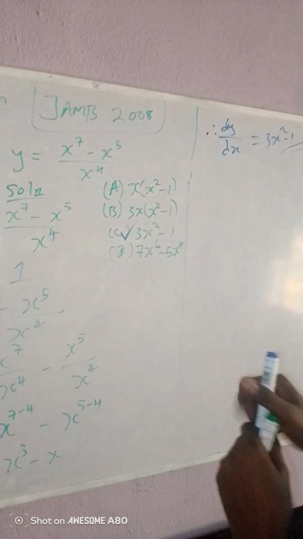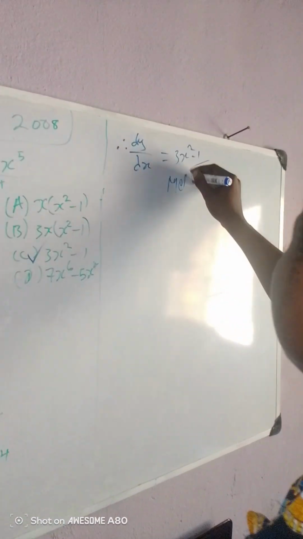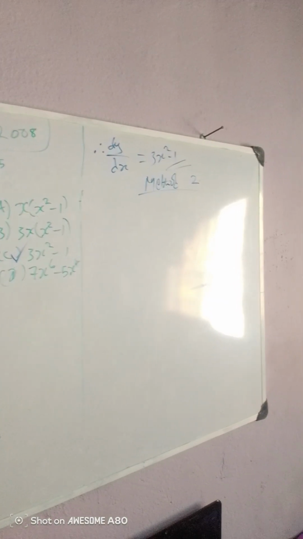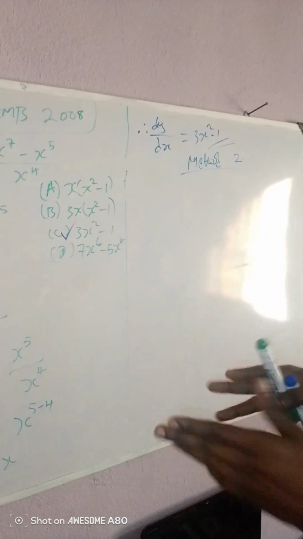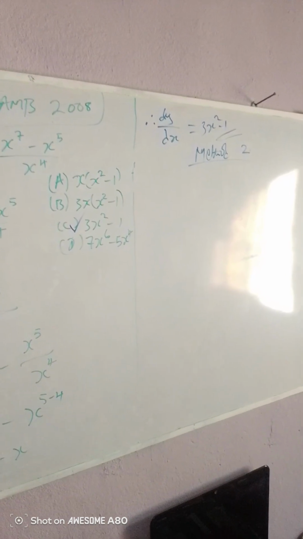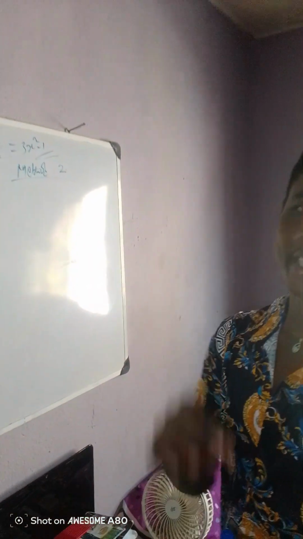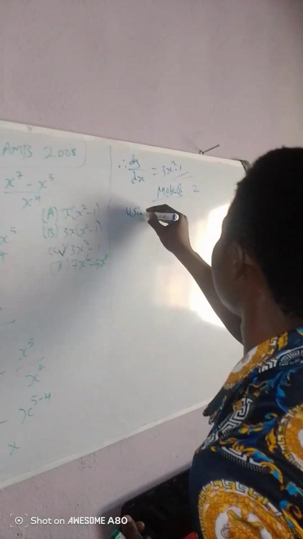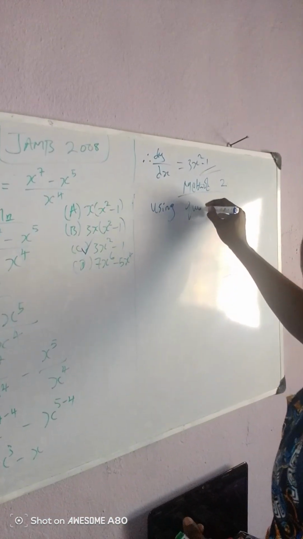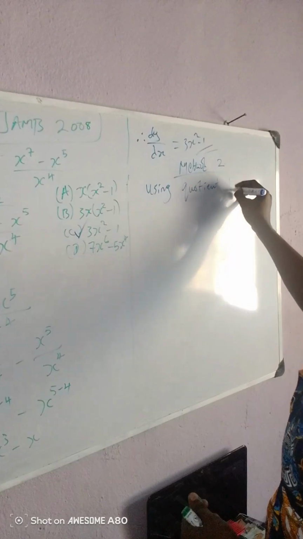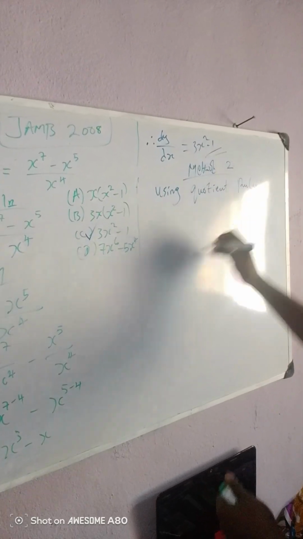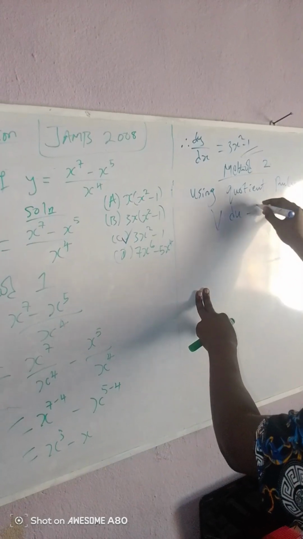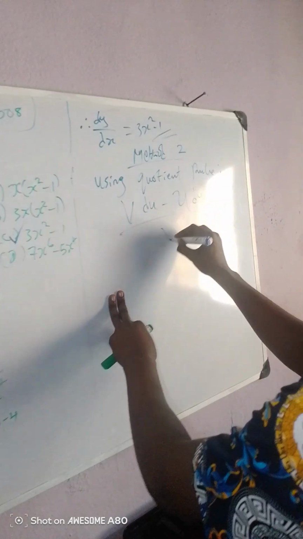Now, we'll check the other method. Method 2. This method 2, we use the method ready for differentiation directly for the question. And what will be the method? We call it the quotient rule. And what does this quotient rule mean? You first state that it says v du minus u dv all over v squared.